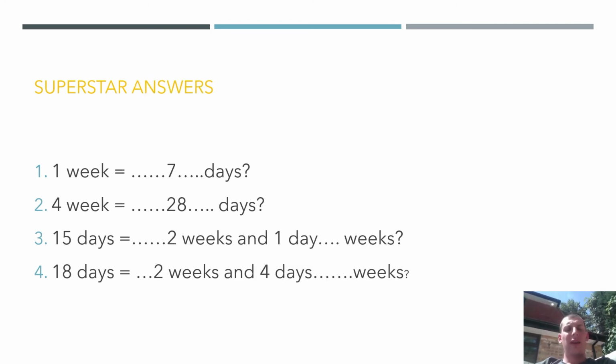Excellent. So in 1 week we have 7 days. In 4 weeks we have 28 days. Just do 4 times 7. In 15 days we have 2 weeks and 1 day. And in 18 days we have 2 weeks and 4 days.